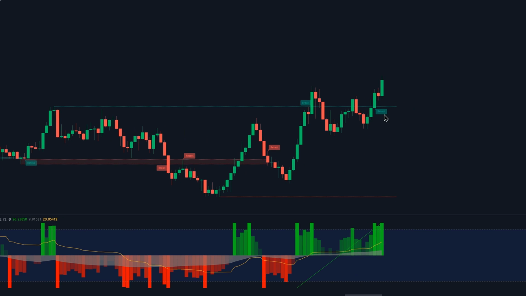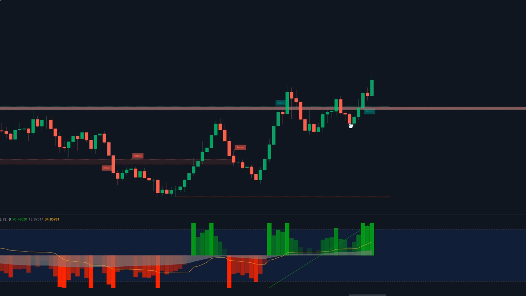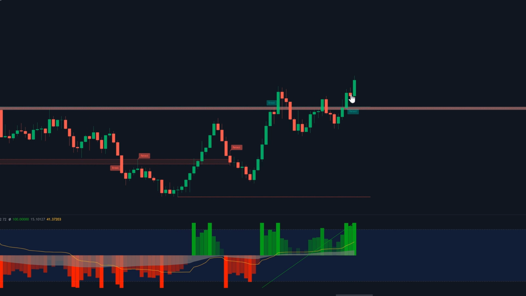Now here's another long position. As you can see, this green level indicates a resistance level, and then this is the break above the resistance level. This candle, labeled as retest, is the retest of the level. Again, two extra candles were needed to fully confirm this retest.